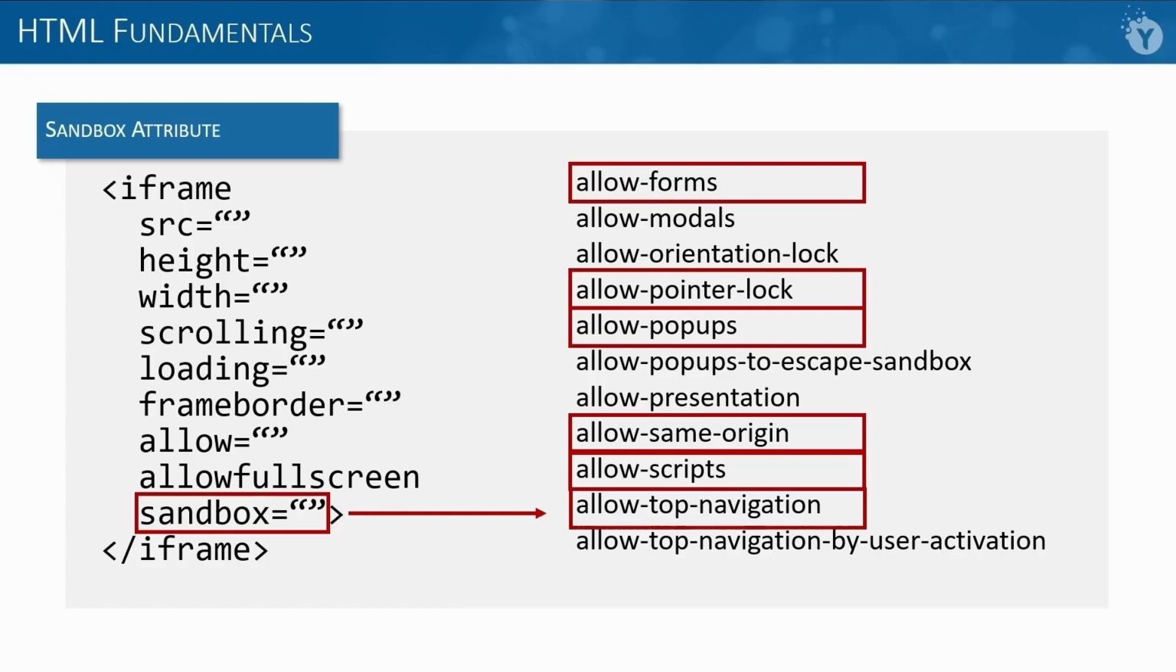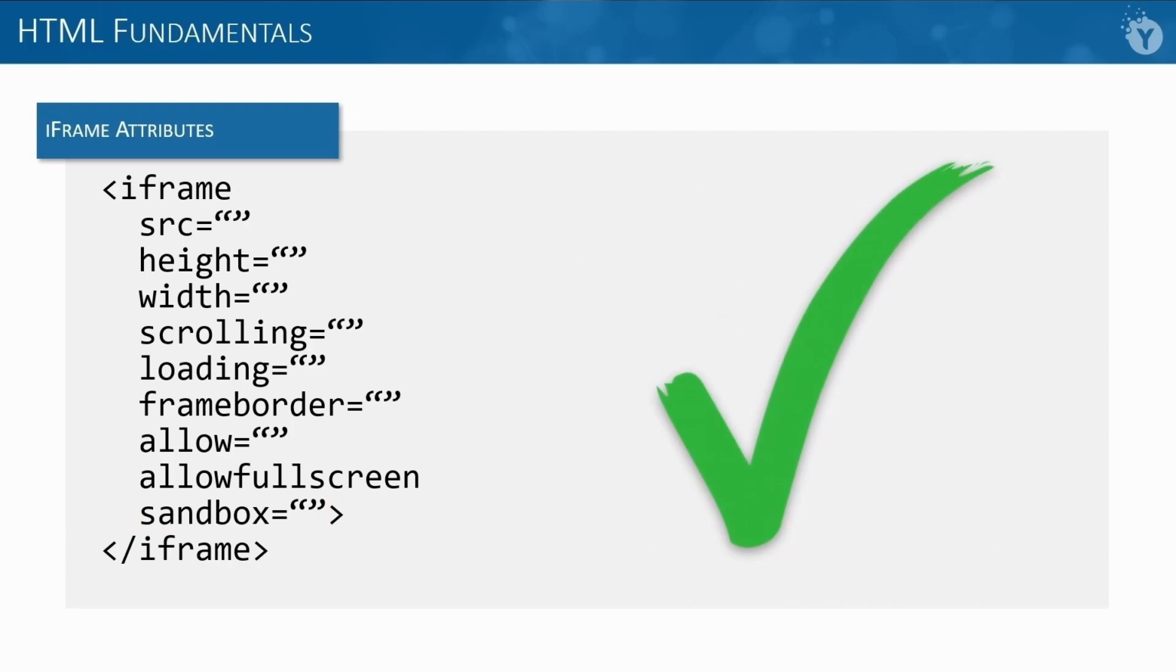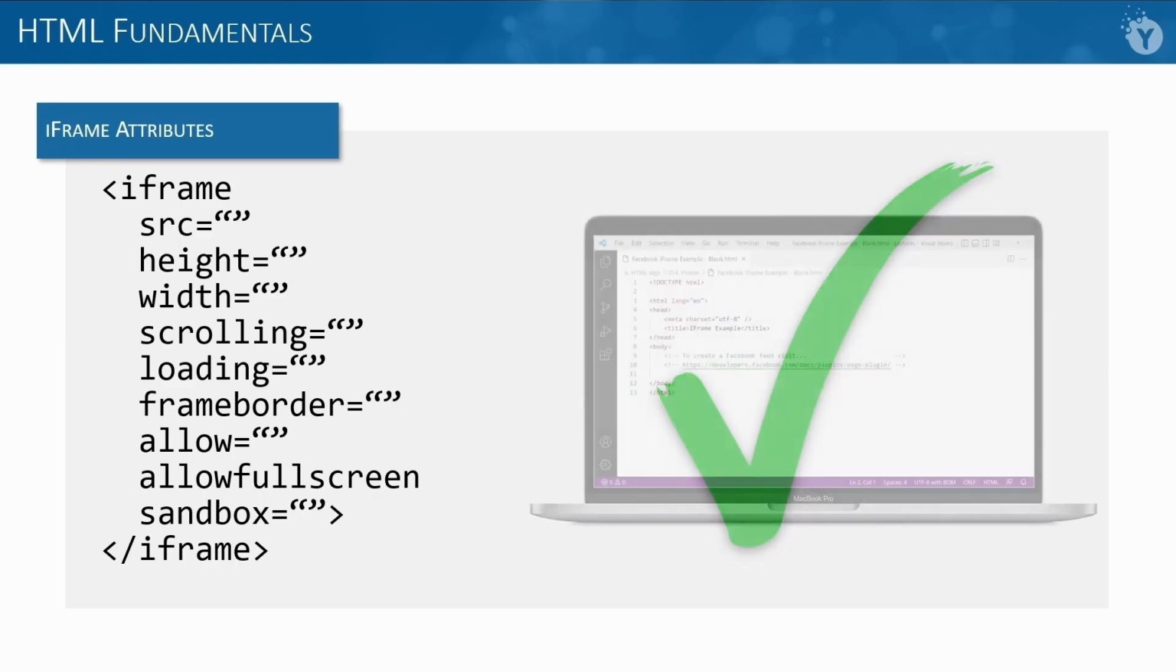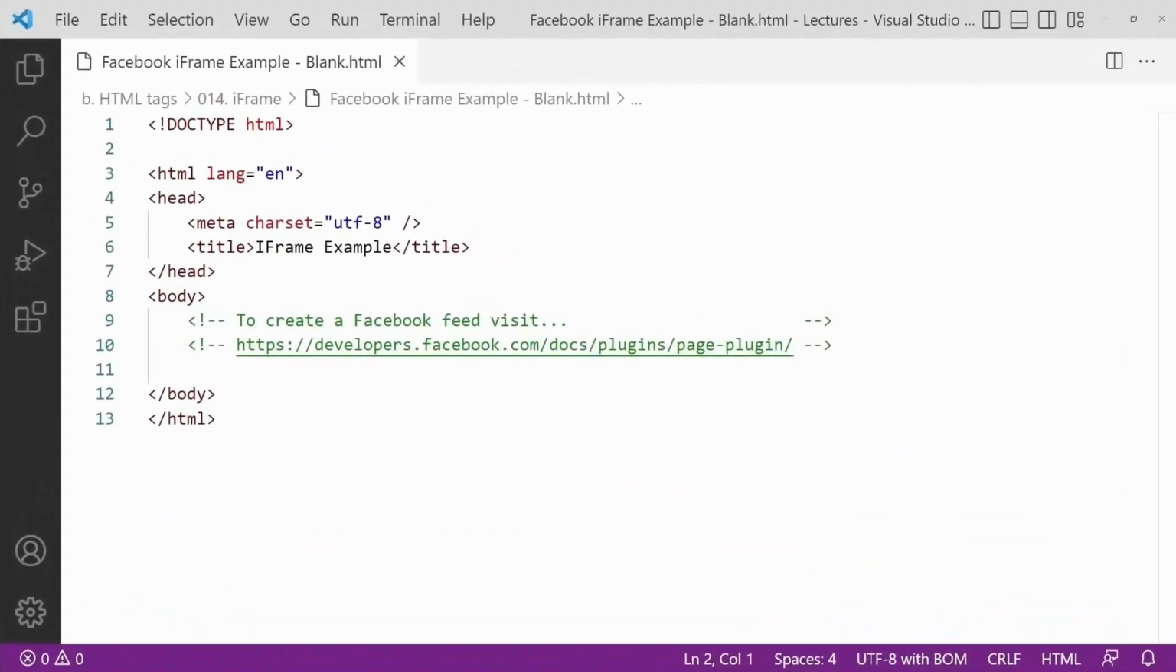Normally, when you're adding widgets from other providers, they'll tell you what they need access to. And that's it for the attributes. As I said, there are a few others, but these are the most common attributes that you may need to use within an iFrame tag. Now that you're familiar with how this tag hangs together, let's jump into some code and see if we can embed the Facebook feed that I mentioned earlier.